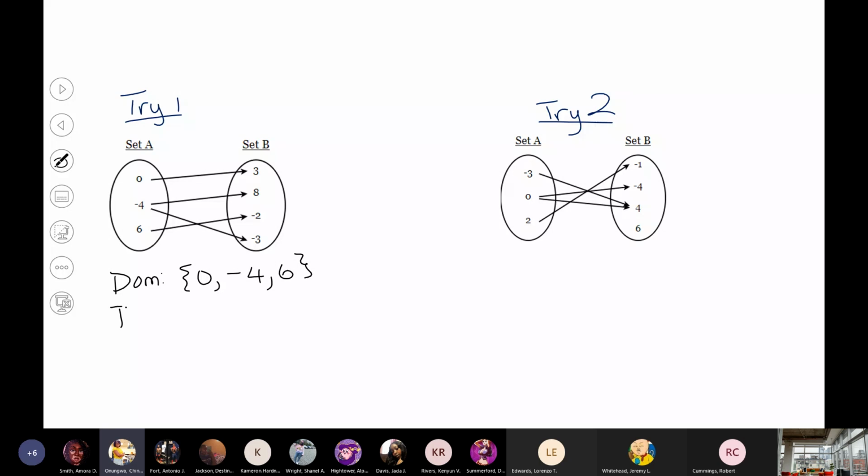And what's my range? 3, 8, -2, -3. Just everything on the right-hand side. So you guys know this is 3, 8, -2, -3. Okay? So what do y'all think? Is there a function or not?